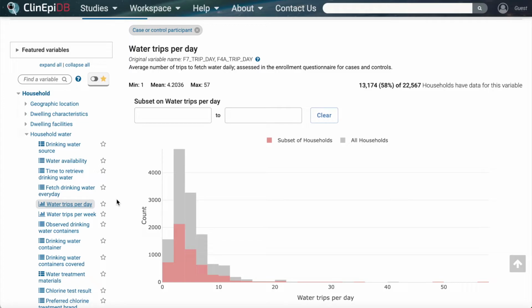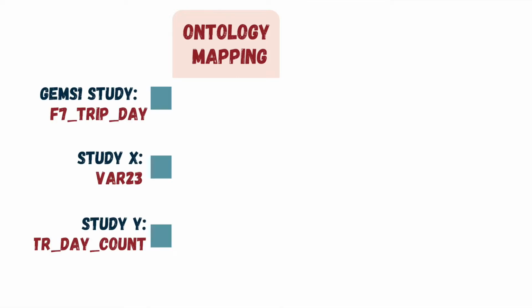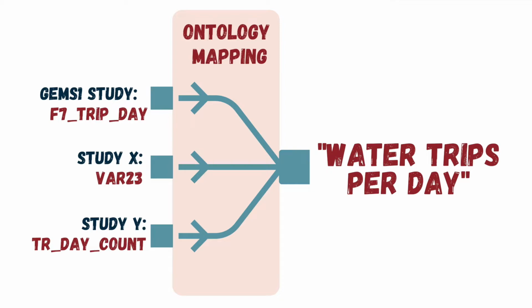In general, you can think of the Browse and Subset tab as an interactive codebook that lets you view and subset data in addition to providing basic information about each variable. I should point out that ontologies underlie our data integration. What does this mean? Another study collecting data on the number of trips to fetch water each day may have given the variable a different name. However, we map it to the same ontological term with the same label, so you can know that this variable is capturing the same type of information across different studies.